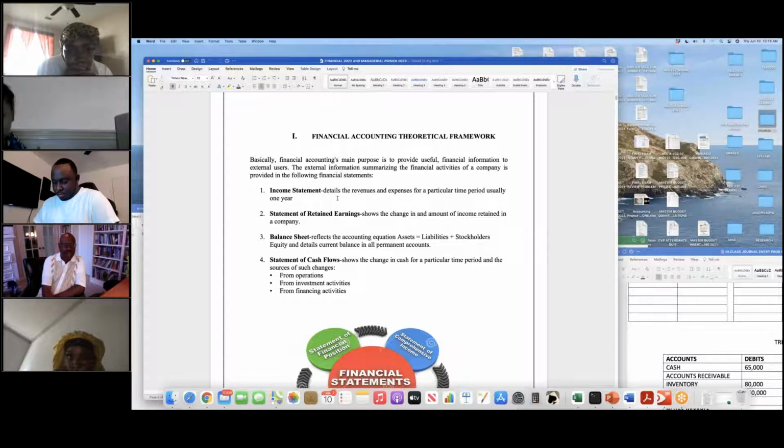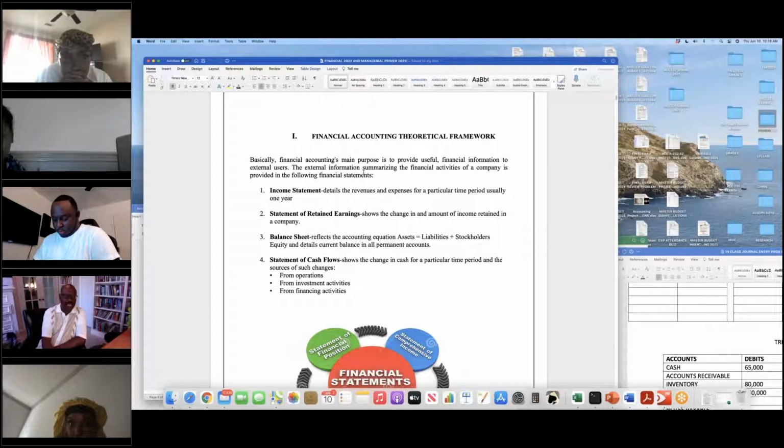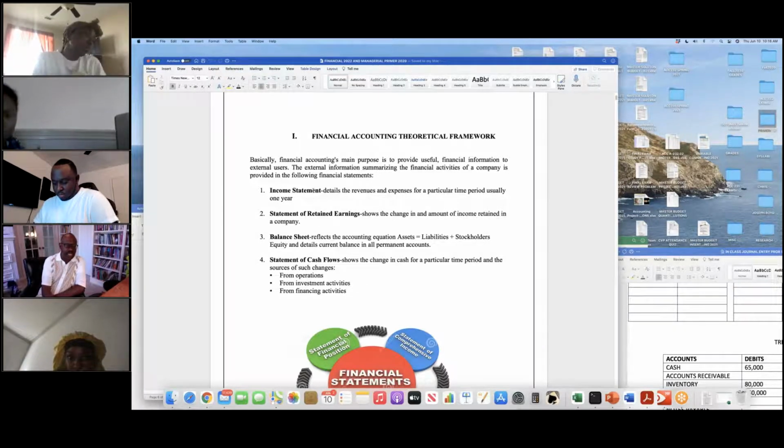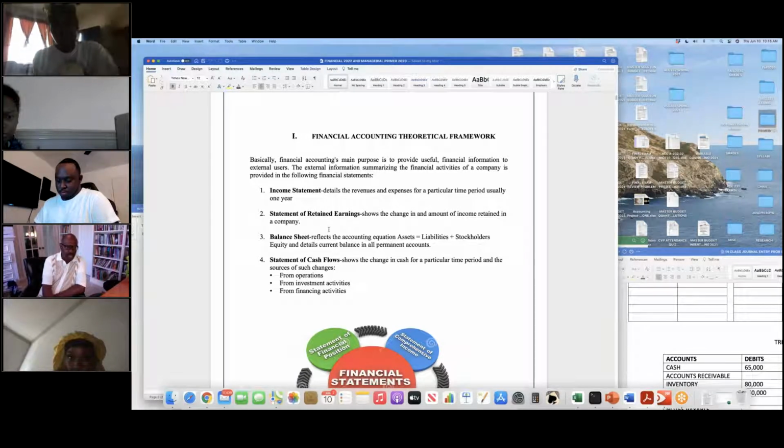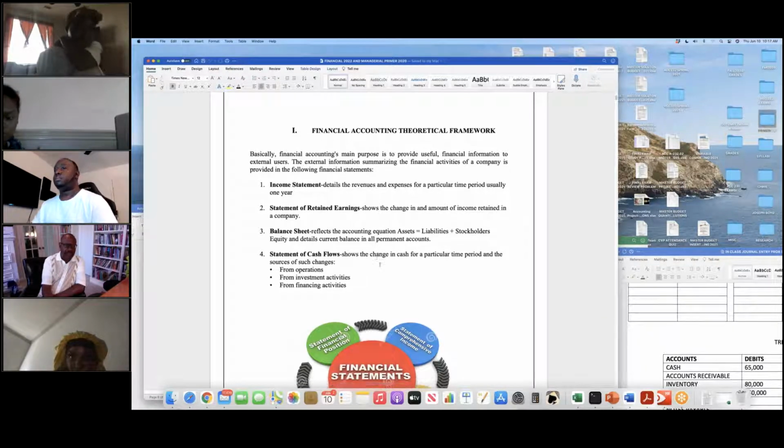Given that we have 10,000, 20,000 financial transactions that we record, we summarize all of those transactions in these statements: income statement, statement of retained earnings, and balance sheet, which we will complete around next Wednesday at midterm and be tested on these. Then we begin on the statement of cash flow after the midterm.